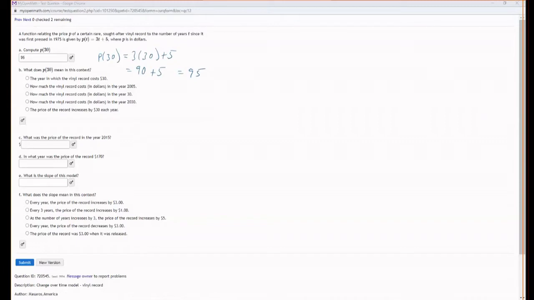So P of 30 is the price when T equals 30. Well, in this context, I want to talk about what T equals 30 means. It's the years since 1975. So that's 30 years after 1975. So the date would be 1975 plus 30, or 2005. Okay, so P of 30 is the price in 2005.